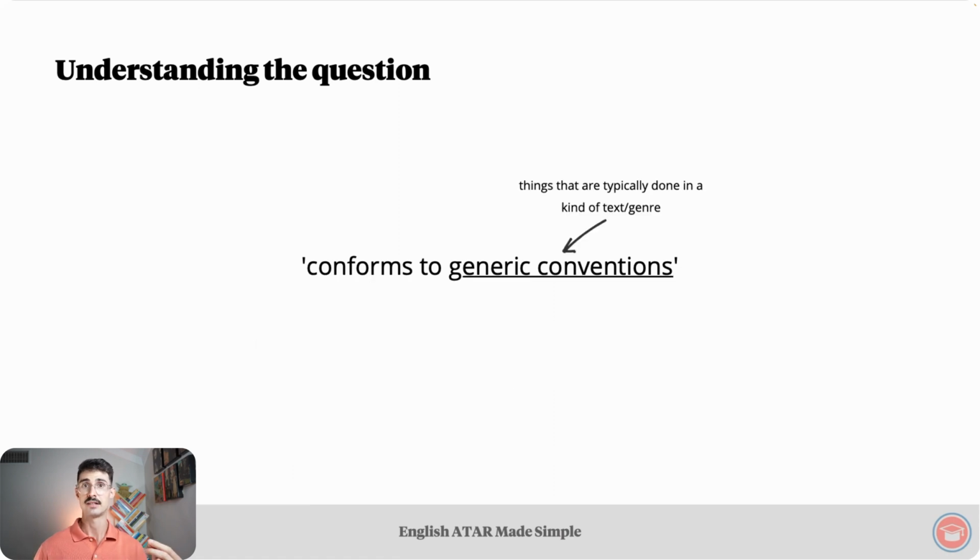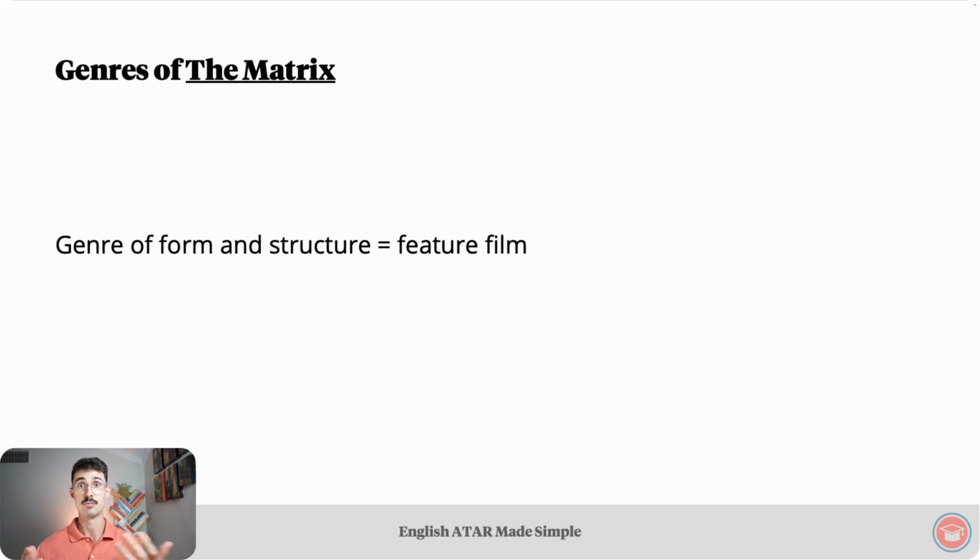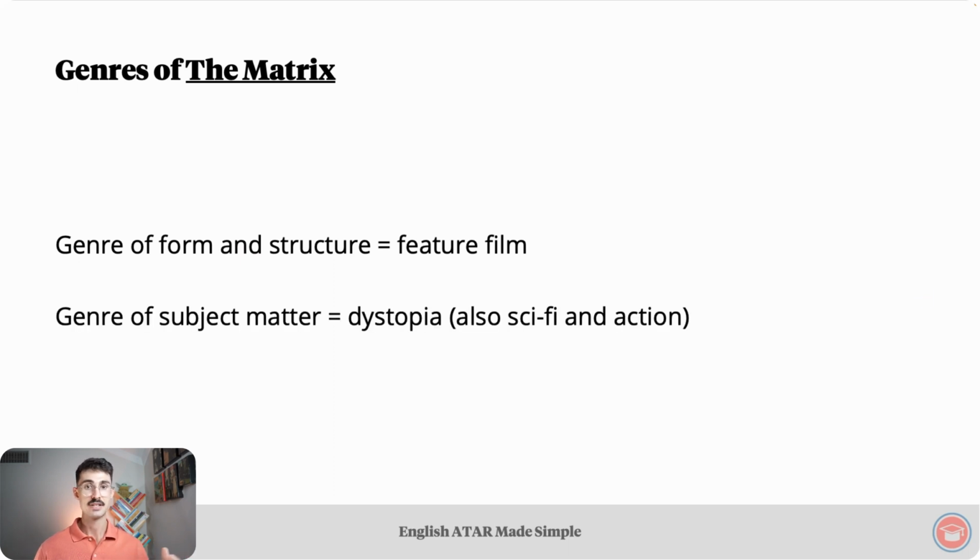And we know from earlier in this lesson that the term generic conventions refers to things that are typically done in a kind of text or genre. If we're going to analyze what things are typically done in a genre, we obviously need to know which genres The Matrix falls within. So our genre of form and structure is a feature film. The Matrix is a movie. And our genre of subject matter is dystopia, but it can also fall into sci-fi and action and probably a few others.